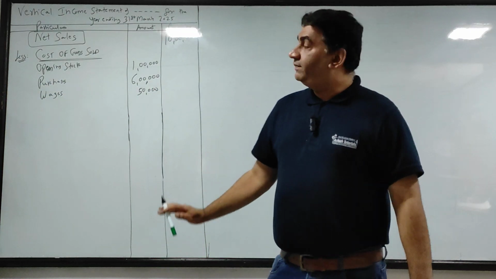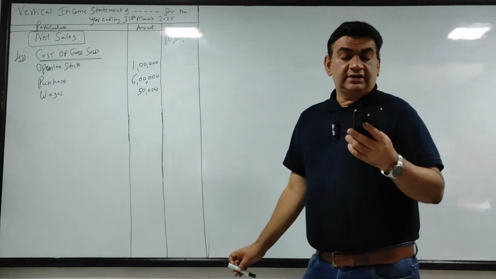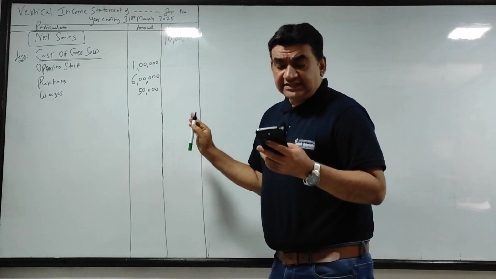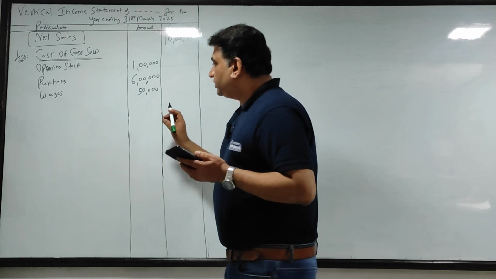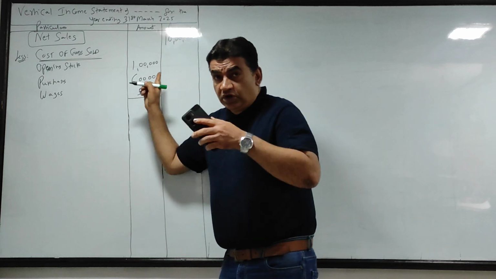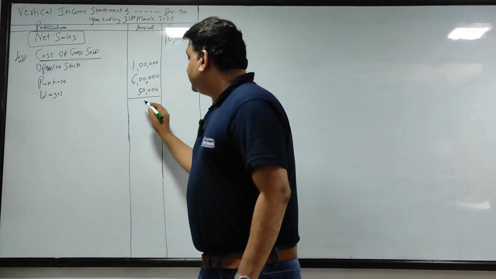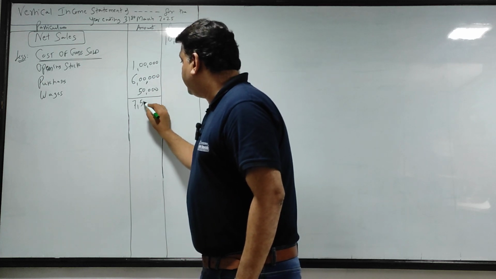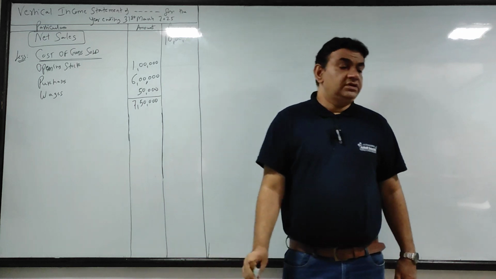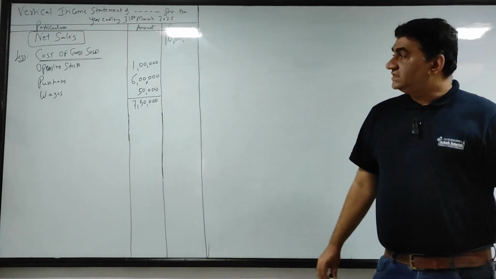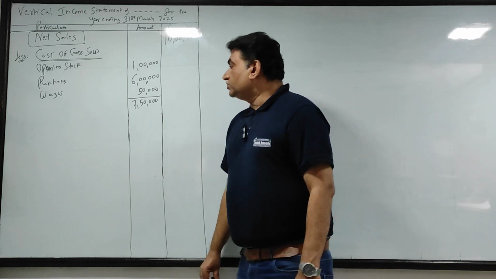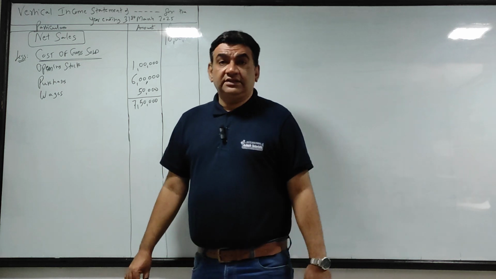Don't take gross profit because the difference has to be gross profit. So 1 lakh, 6 lakhs, 50,000. Anything else there on the debit side? No. So now what you do, take the total here only. Not in the second column, take the total here only. 6 and 1, 7 and 50, 7 lakh 50,000.